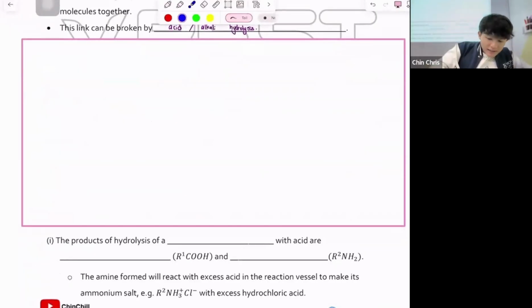Alright, guys, now, let's say you are given this amide, R1, C double bond O, connected to NH, R2. So, guys, when hydrolysis occurs, you are breaking down the amide linkage. So the amide linkage is broken down. Okay, and let's look at this N-substituted amide.